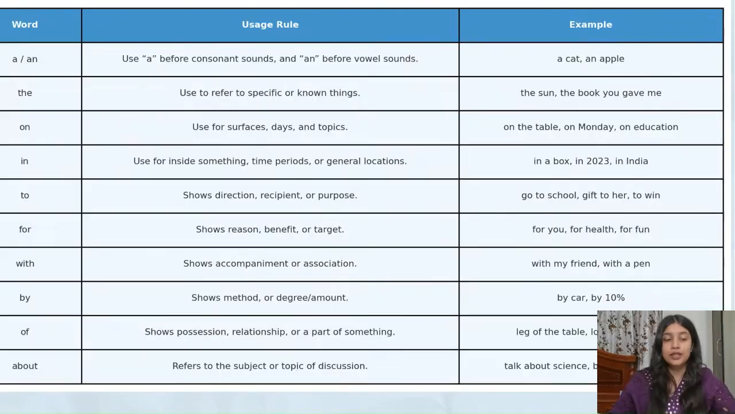So we are done with part A. So here you can see the screen. You can take a screenshot of it. It's a general rule, as I explained during the lesson, that you can use an before a vowel sound, a before a consonant sound, with is used to show association, of to show relationship or part of something, about to show topic or discussion of something.